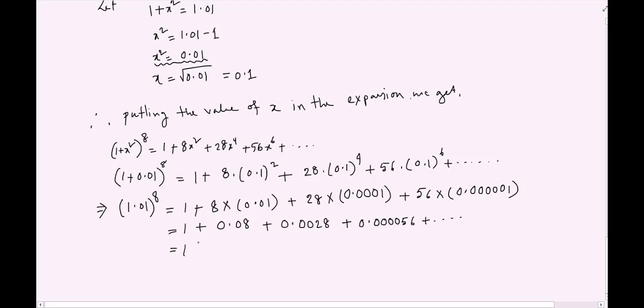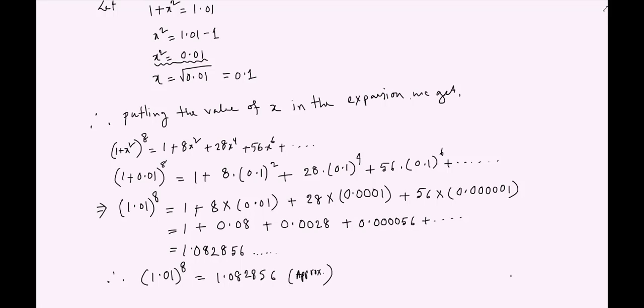So as a result we will get 1.082856. Therefore, we can write that 1.01 whole to the power 8 is equal to 1.082856 approximately. Okay. So now using a calculator, you can verify your result.